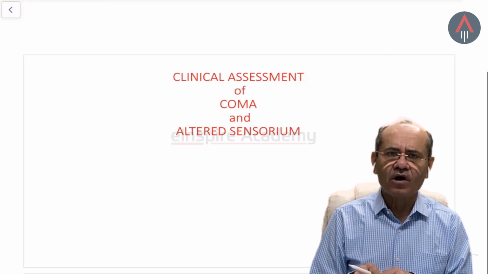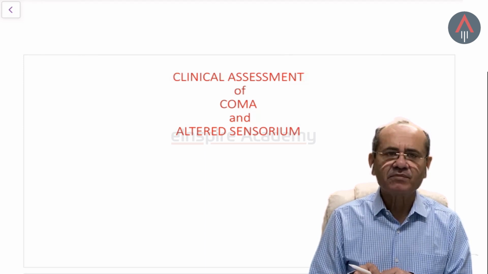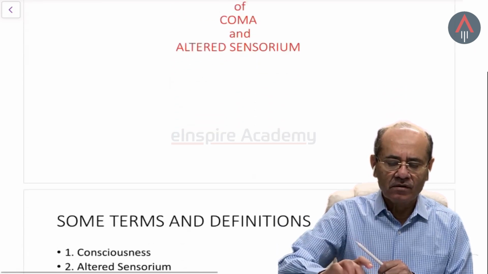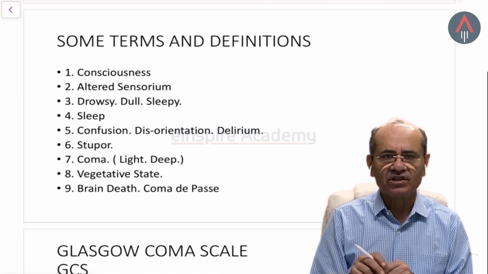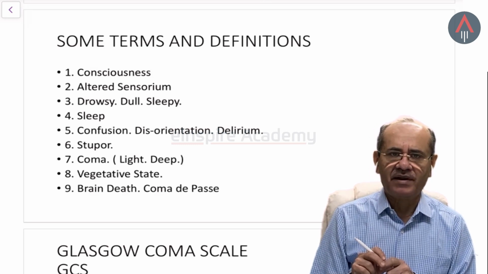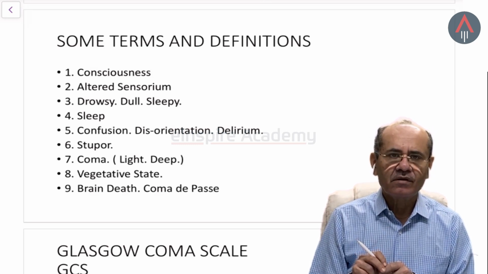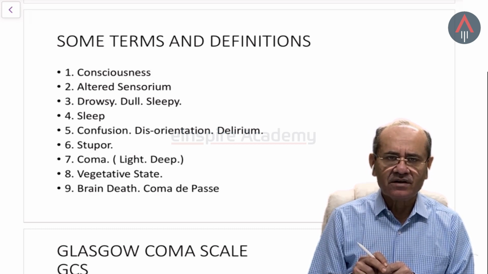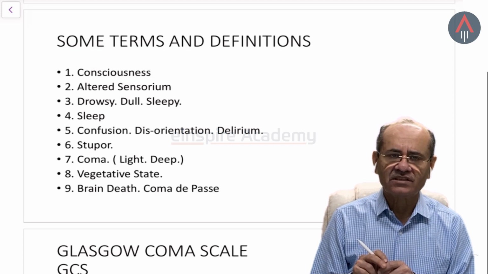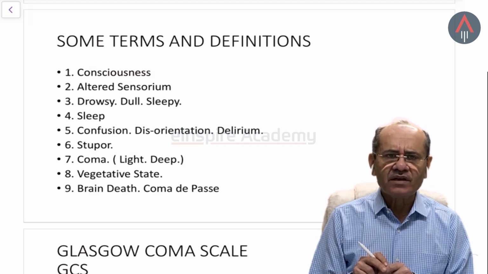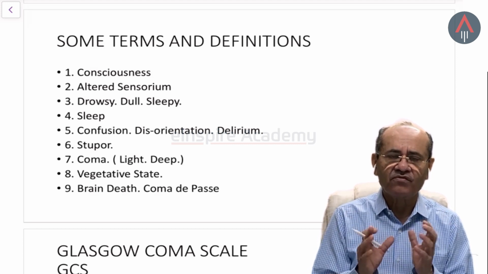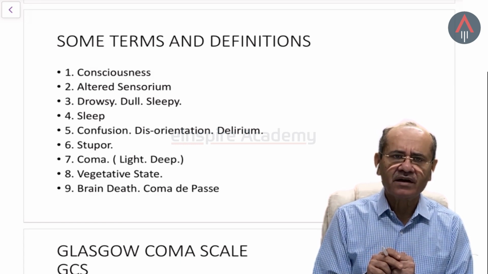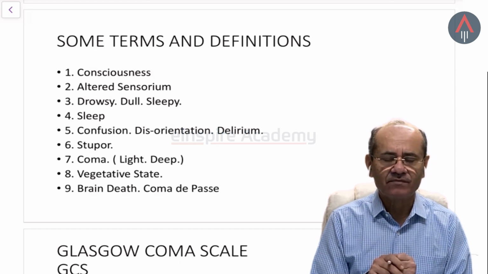Today, I am going to talk about clinical assessment of coma and altered sensorium. There are some terms and some definitions which need a bit of explanation in the beginning. Number one is consciousness. Everybody thinks that he or she knows what consciousness is, but if specifically asked to define it, one may be at a loss. Yet we will make an attempt to define consciousness.